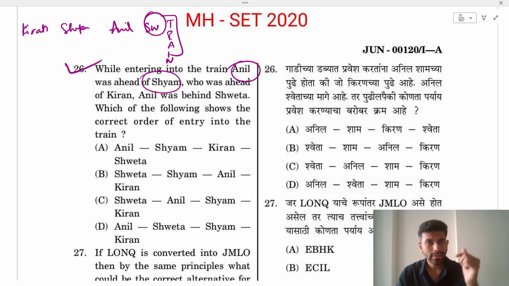तो पहले श्वेता, अनिल, श्याम और किरण. Correct option is option C. Shweta, Anil, Shyam and Kiran.